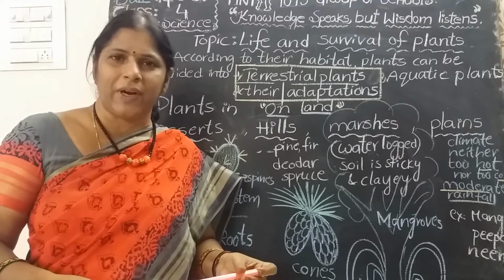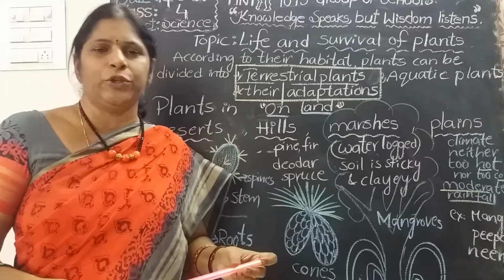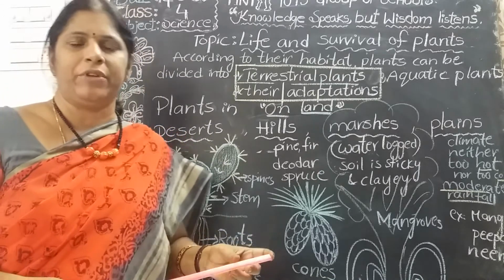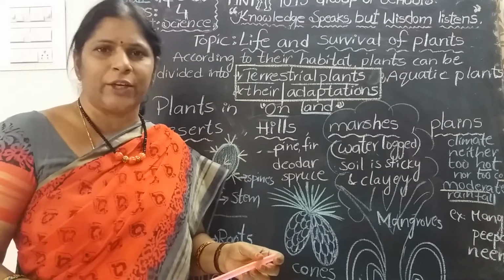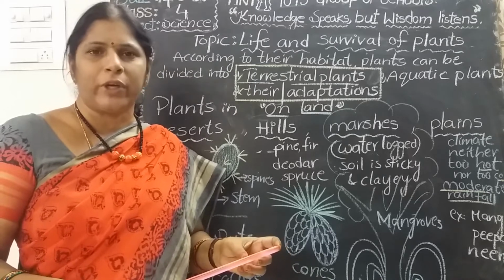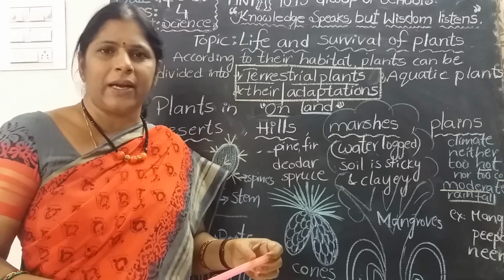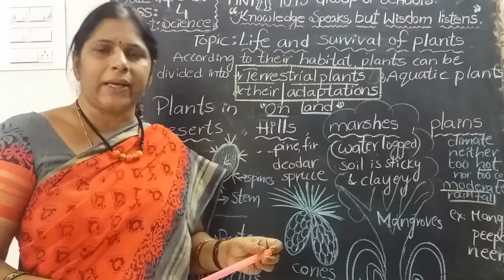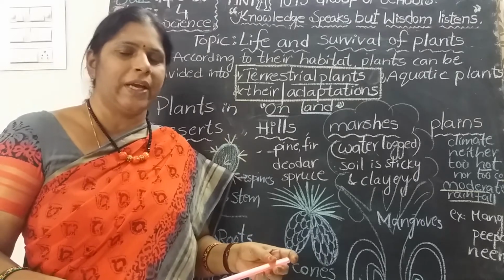Life and survival of plants. So where did you find the plants? Plants live everywhere. They grow on the land, in the water, in mountains and hilly areas and also plains. So like animals, plants also live everywhere.